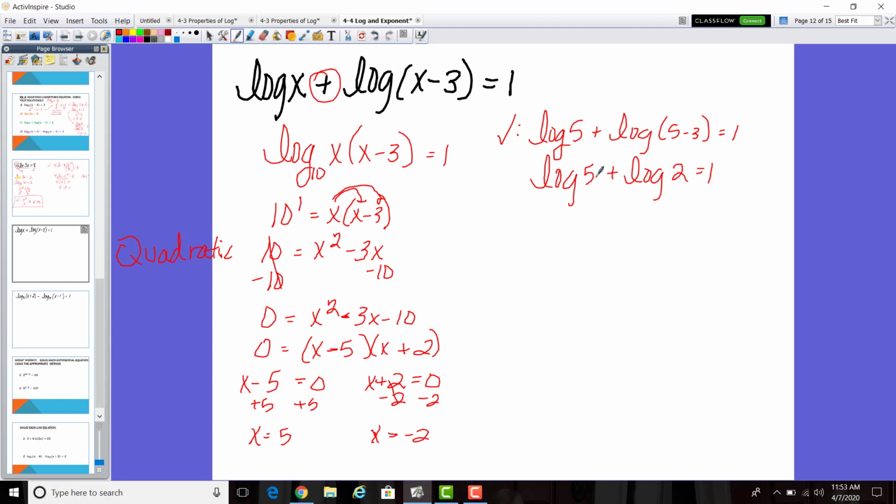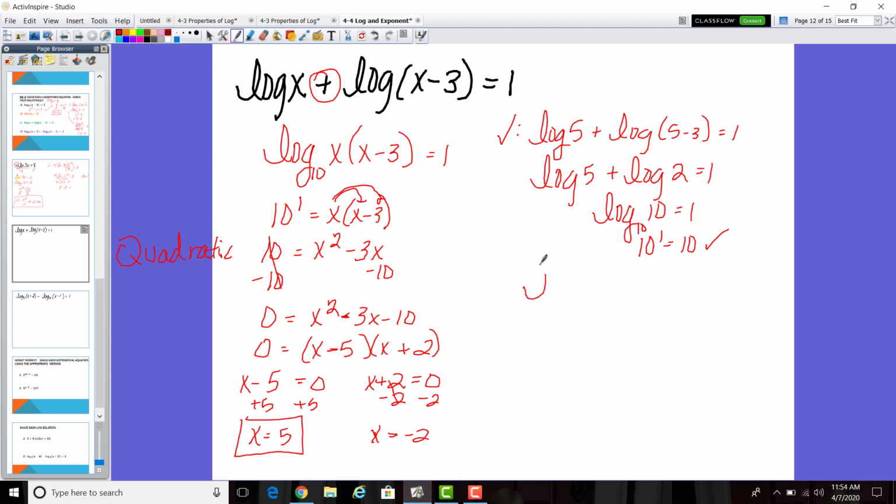Or we could use our properties of logs and condense these. These are connected by a plus, so I can multiply 5 and 2 and get 10. You could stop there because that's a property. Common log of 10 by property does equal 1. Or you could change it to exponential form. Common log means base 10, and 10 to the first power does equal my answer of 10. Either of those ways will check out. So 5 is a solution.